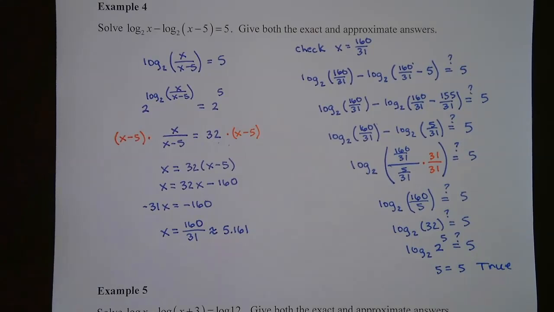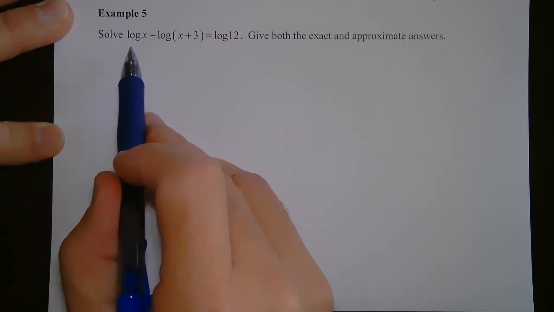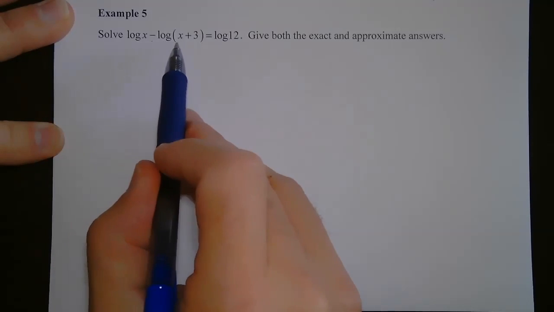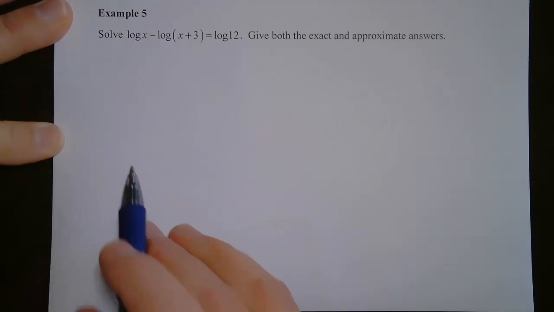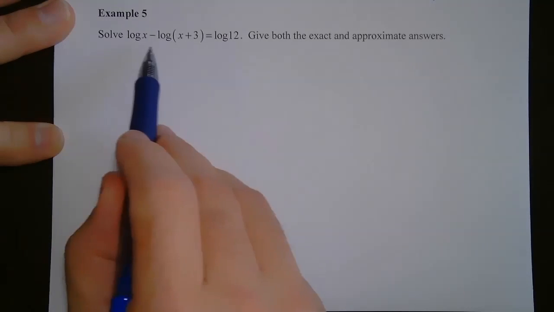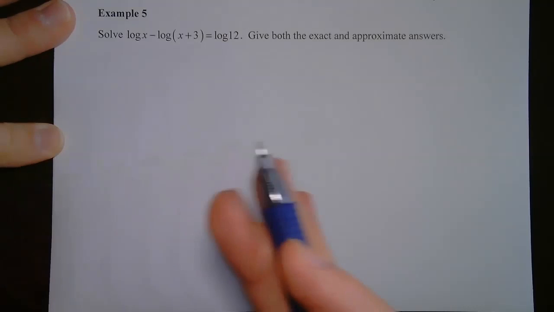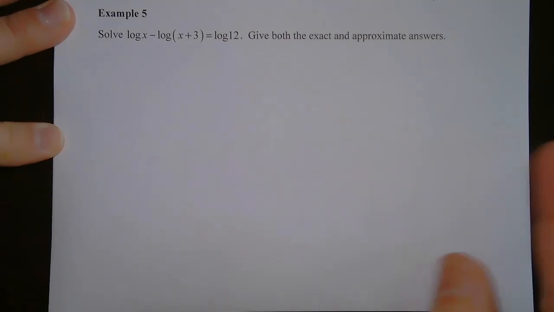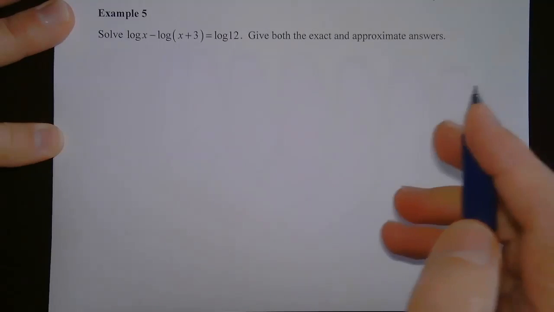All right, let's go to example number 5. For example 5, we want to solve log x minus log of the quantity x plus 3 is equal to log 12. Now, this isn't a typo. Remember, there's no base being written, and that means something. It's not a typo that Mr. Mitchell just forgot to type in the base. No, it means it's a base 10 here when you don't see it.